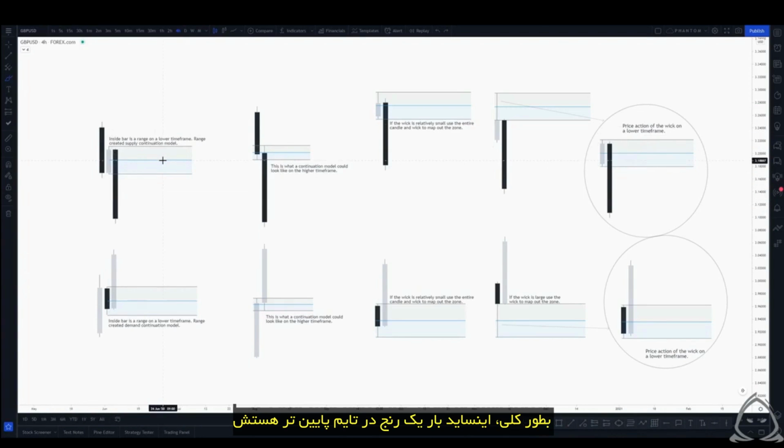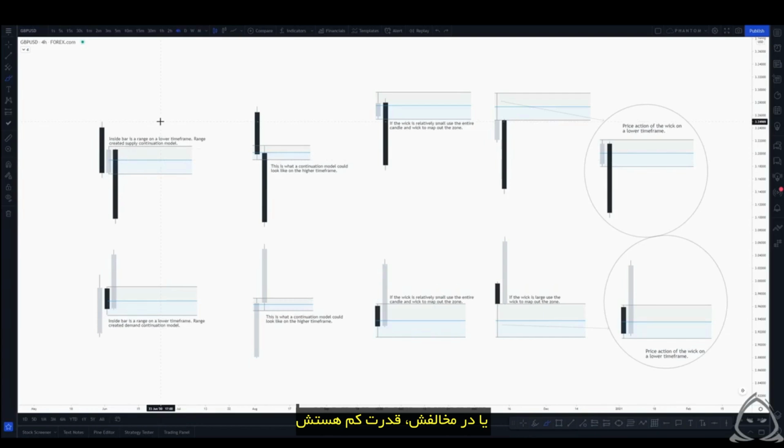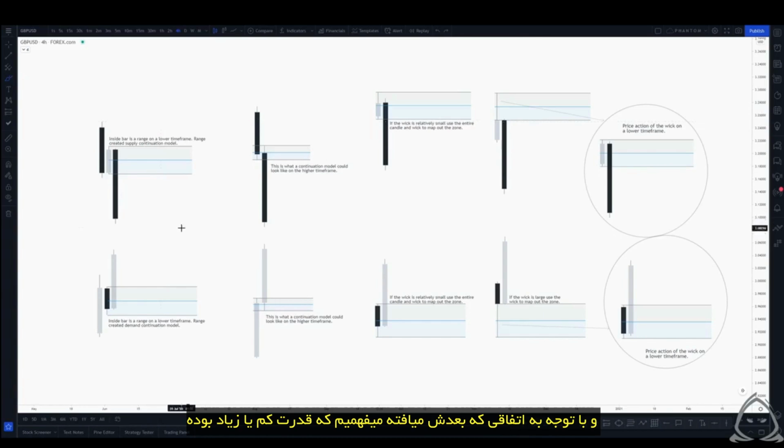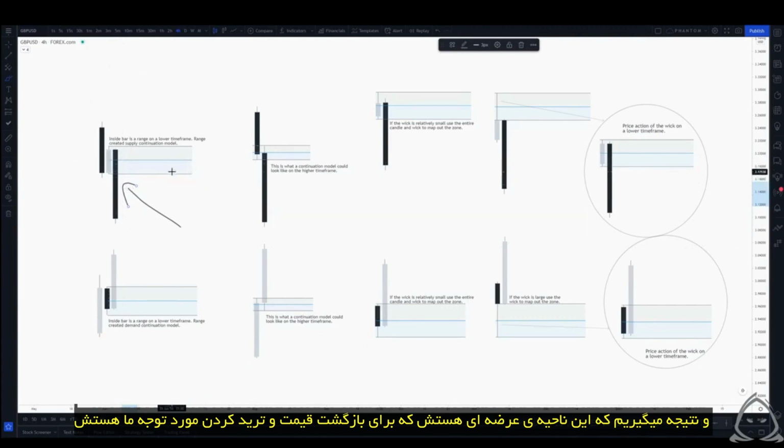Generally speaking, an inside bar is a range on a lower time frame. And what we understand about ranges is that they are an area of interest where price is held at fair value and multiple orders are changing hands, or on the flip side, low momentum. And the way we are able to discern whether it's low momentum or high momentum is what happens next. And in this case, we see a rapid move to the downside after the creation of that inside bar or range. And we can derive that this is then a supply zone that we would be interested in for price to return back into and look to trade.